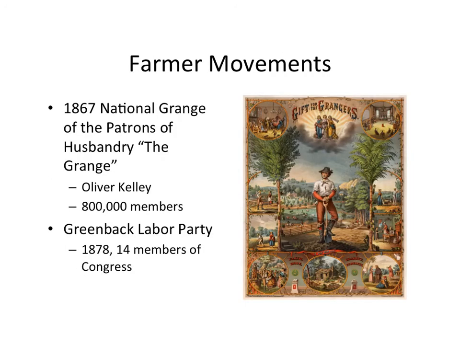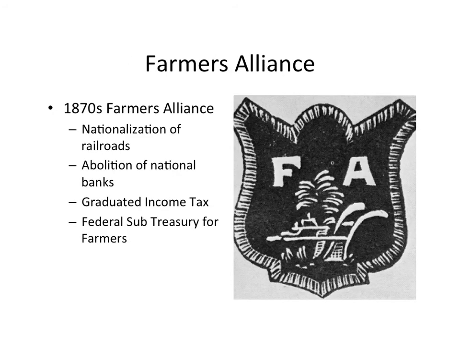In 1867, the National Grange of the Patrons of Husbandry, otherwise known as the Grange, was founded by Oliver Kelly, with 800,000 members. We'll also see the Greenback Labor Party, again, people who wanted to push for inflation. Eventually, they are going to have 14 members of Congress. And then the big one, 1870, is the Farmers Alliance.